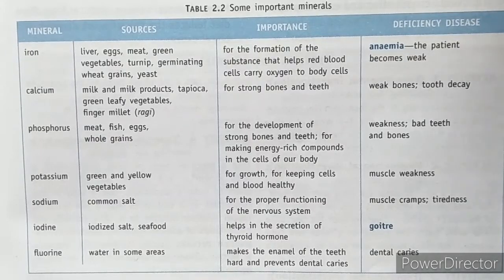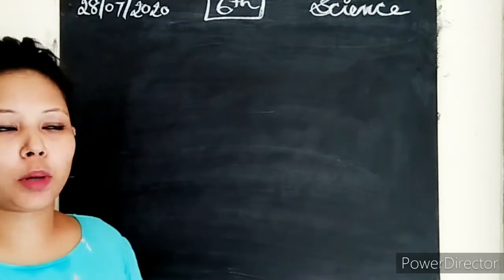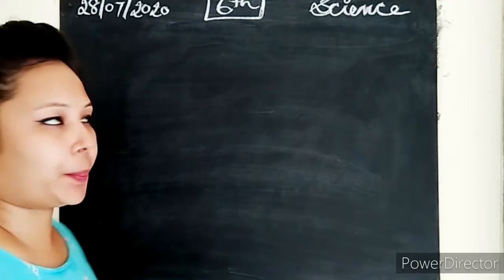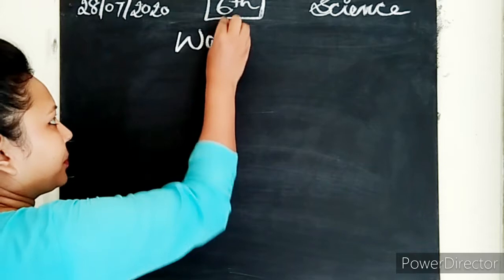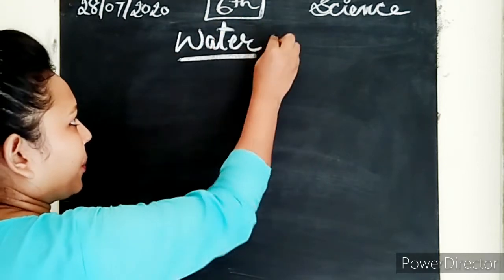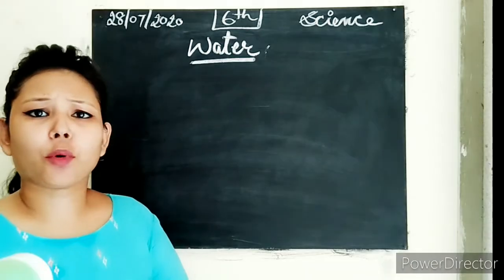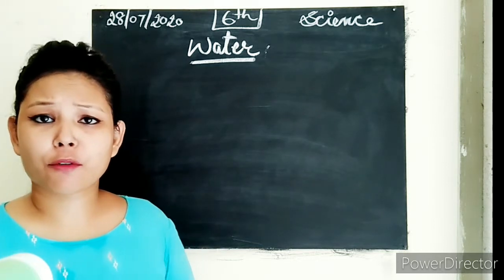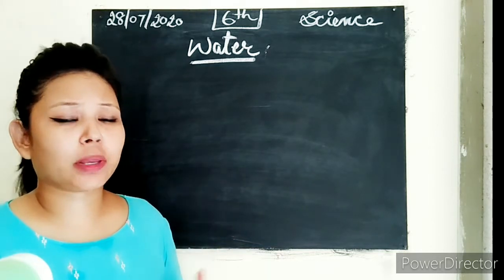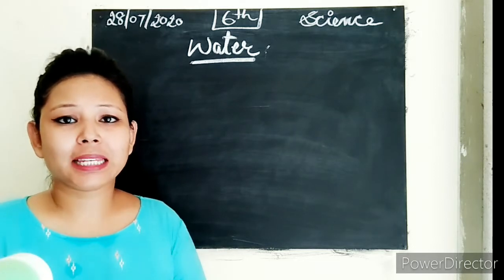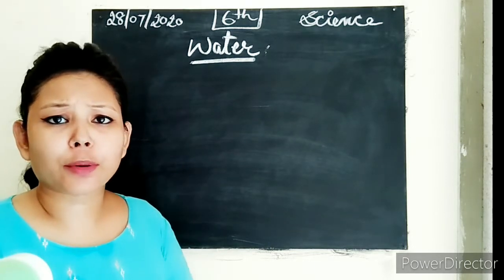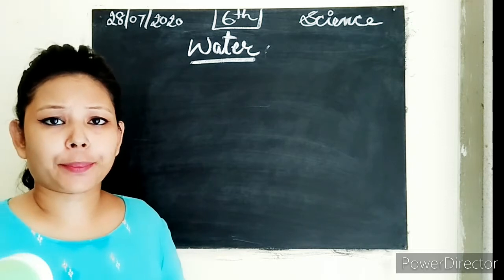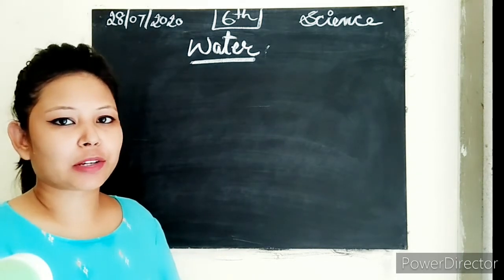And the next one we have is water. So let's see what water is and what its role is in our body. After minerals we have water. Clear? Water makes up to 70% of our body weight. There are so many life processes in which we need water. Most of this water is present in the different cells of our body. So let's see what the functions of water are.